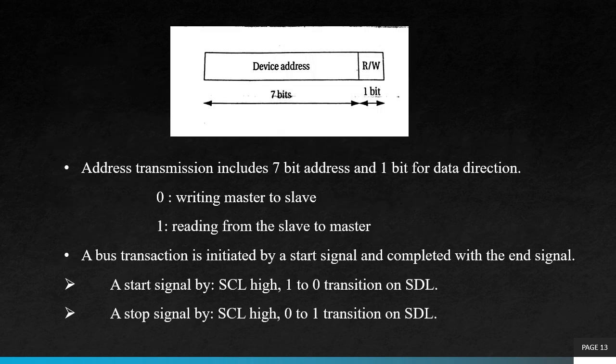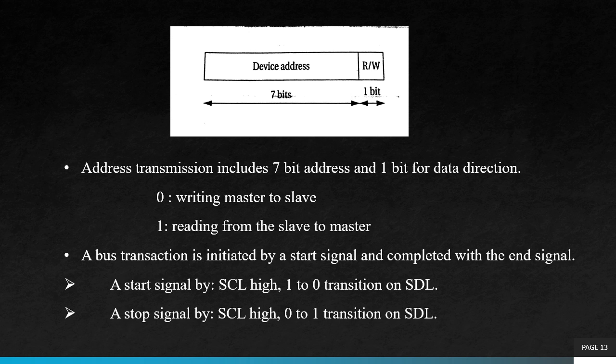0 indicates writing from master to slave. 1 indicates reading from slave to master. This is the address format of a device. The first 7 bits indicate the device address, and the 8th bit indicates whether it is a read operation or a write operation.